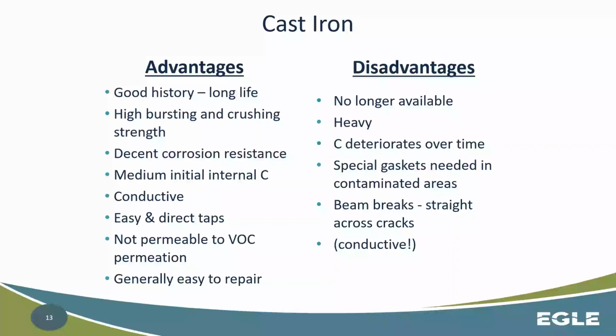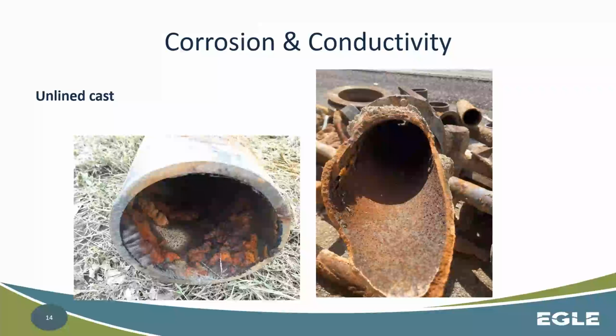Hopefully nobody's doing that anymore, but theoretically, if you were, in the wintertime, to hook a service line up to a welder to thaw it, or if you have electrical current nearby in any capacity, that can be hazardous later down the line. Okay. So, corrosion and conductivity, again, unlined cast, we've already talked about this. Tubercles easily formed in those.